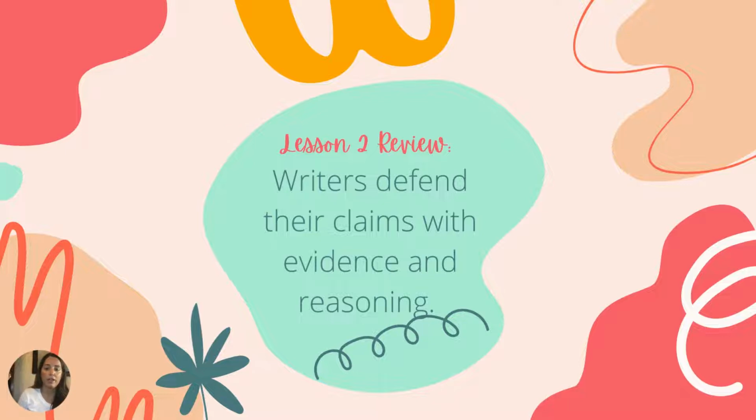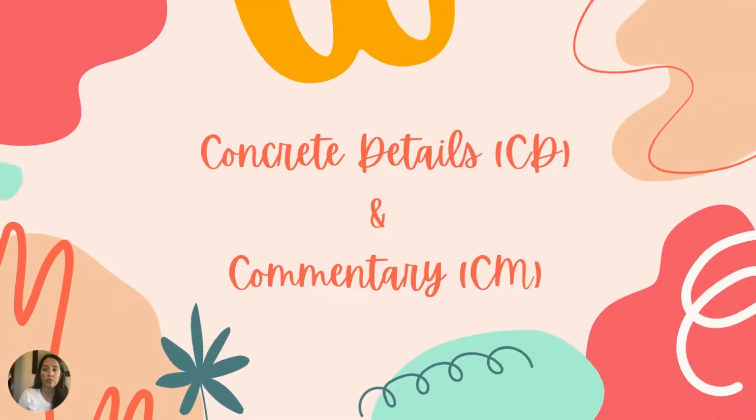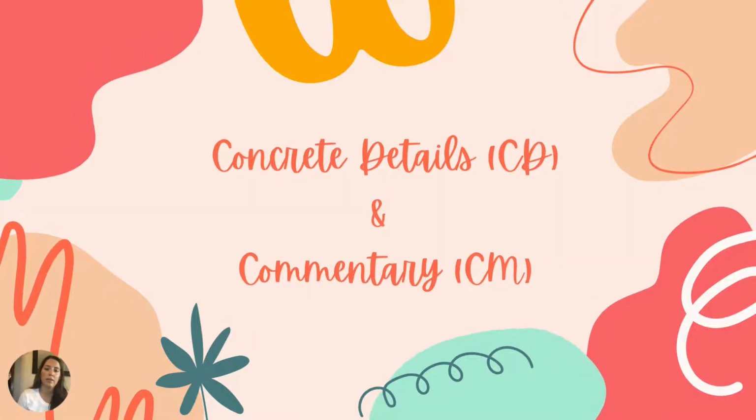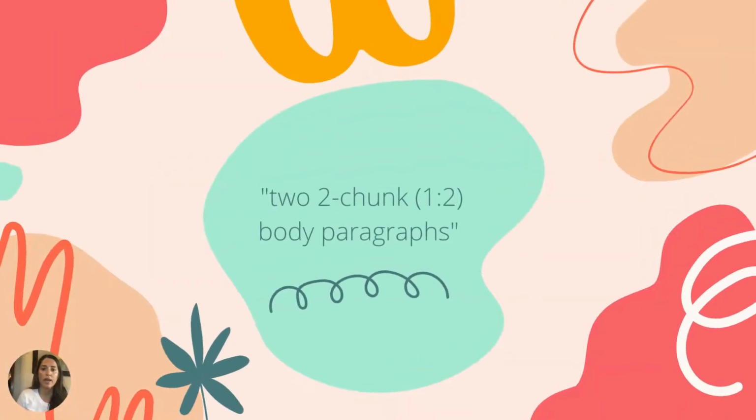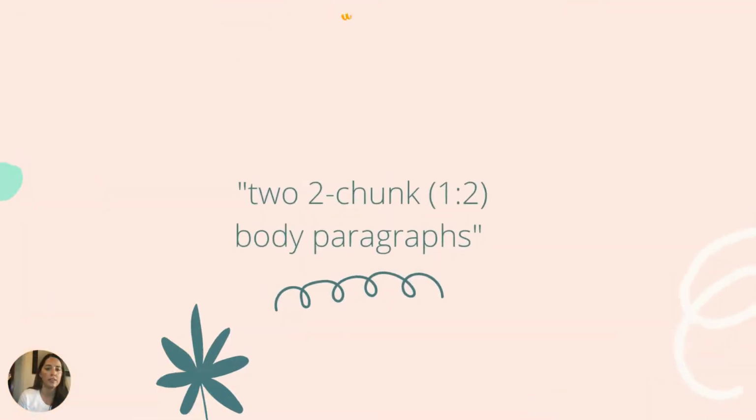Since you as a writer need to defend your claims with evidence and reasoning, let's review the content of the two body paragraphs, the concrete details and commentary which make up each chunk. As a reminder, the instructions state that you should have two body paragraphs. Each one should have two chunks that utilize the 1:2 ratio. This means you will need a total of 4 concrete details.